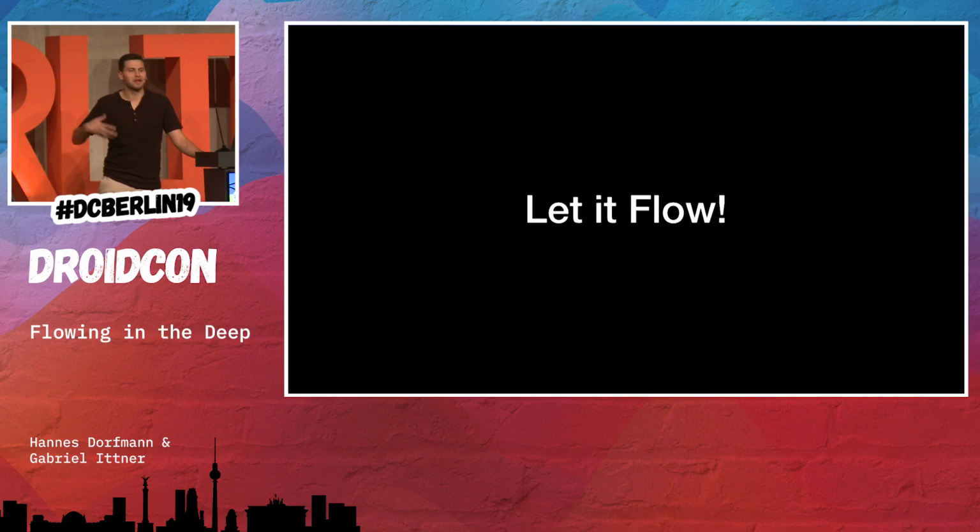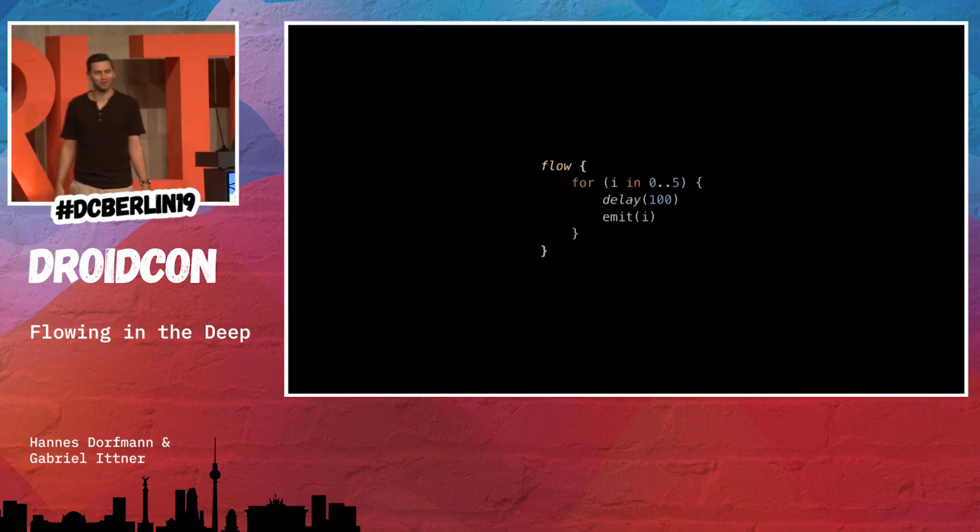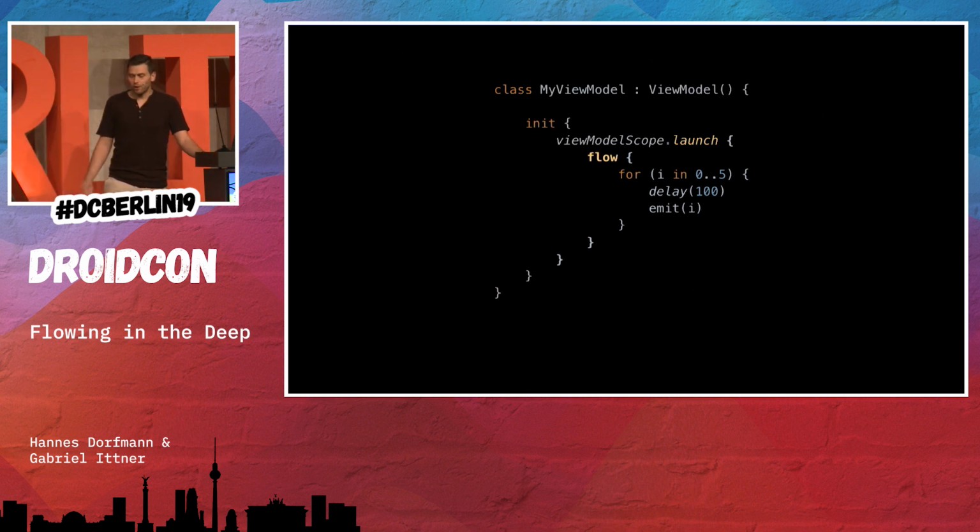Now let's let it flow, right? Let's see how we can actually use that. Switching to yet another example. Let's say we want to emit 5 values and we have a delay of 100 milliseconds between all of them. So this simple for loop should be really self-explanatory, right? What we need actually to make things run is a scope, a coroutine scope. So we put this flow into a coroutine scope and call launch, which actually then launches our coroutine.